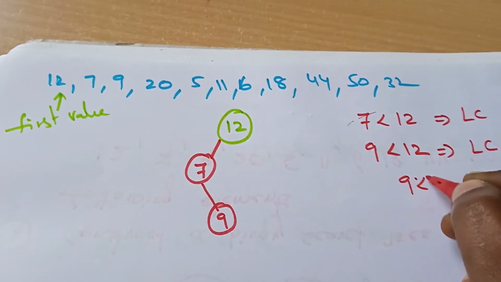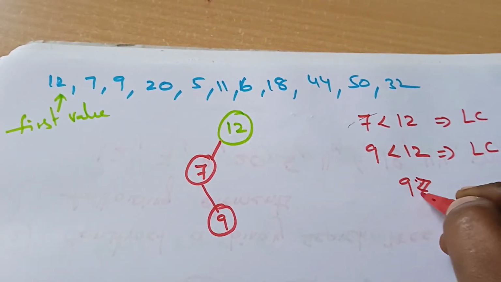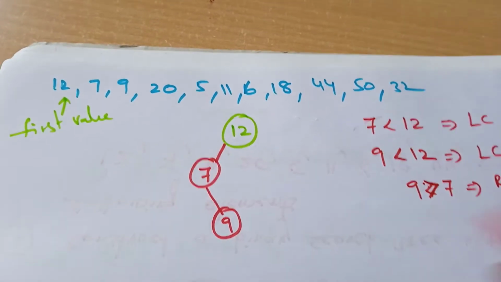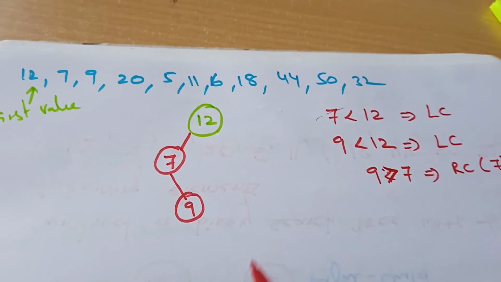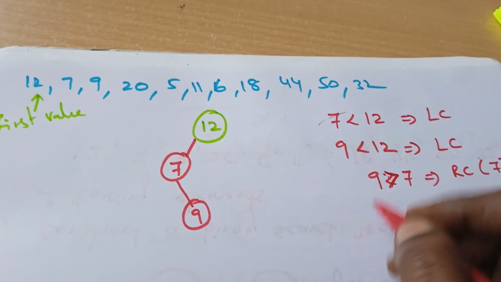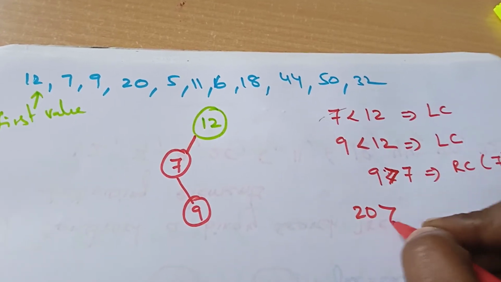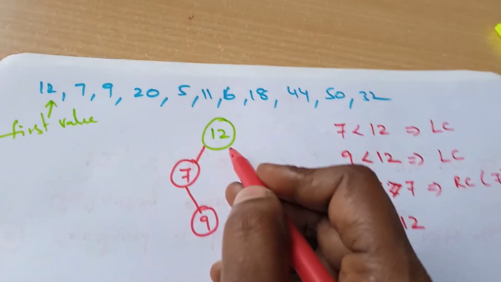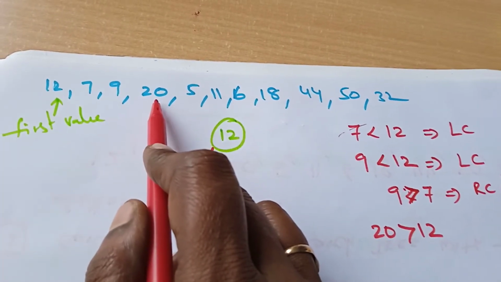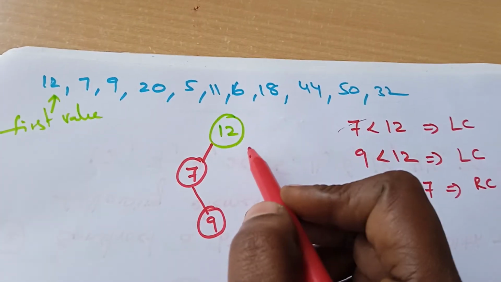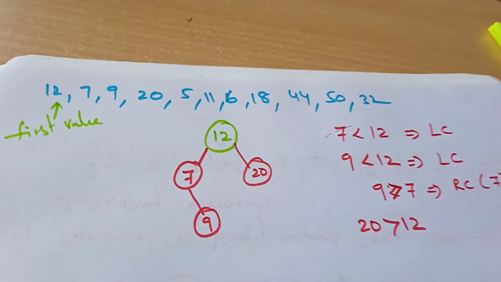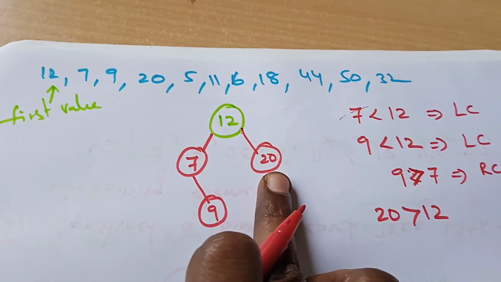9 is not equal. 9 is greater than 7, so it should be the right child of 7. Right? And next is 20. Again, 20 we have to compare with what? 12. So now 20 is greater than 12. 12 is my root node. Now I have to check the condition. My new node, which is 20, has to be on the right hand side. Now it is on the right hand side because it is greater.